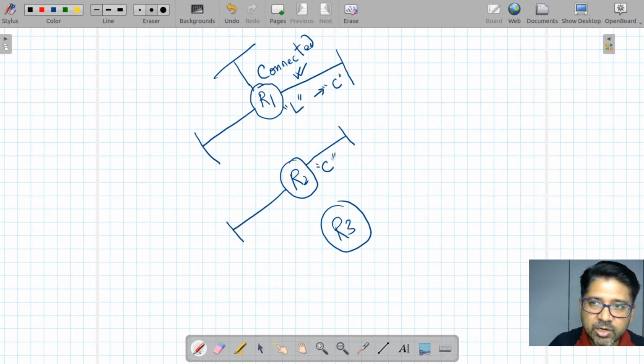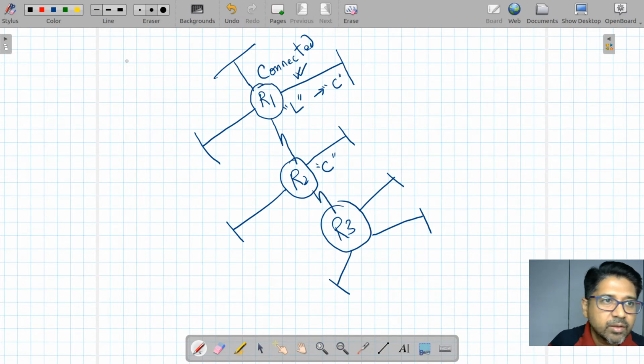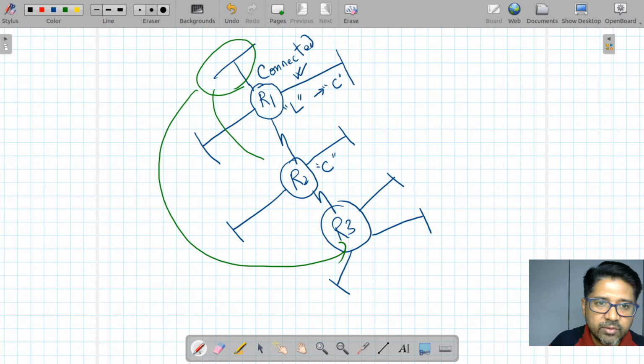Same way, if you have R2, it has its own directly connected routes. Are you able to understand, Manmohan? Hello. Yes, sir. Okay, thank you.